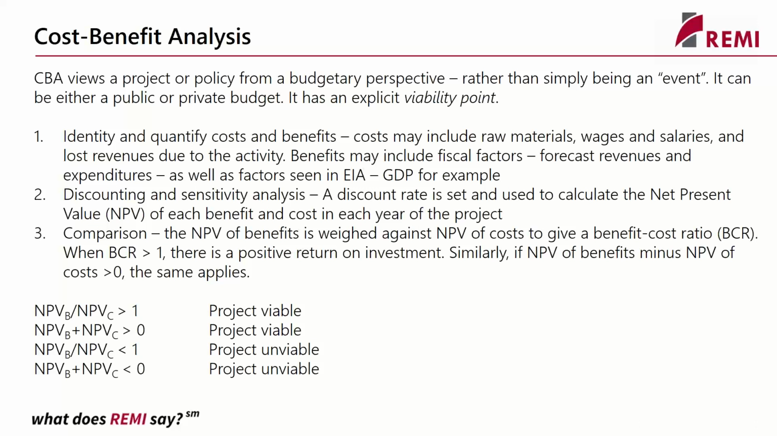And finally, when we get a net present value for benefits against the net present value of costs, we weigh them against one another. Usually what this looks like is a benefit cost ratio. At least in my experience, that's what is usually being used. So we take the benefits and we divide them by the costs. If that ratio is greater than 1, then the project is viable, which means that you are getting more back than what you spent.